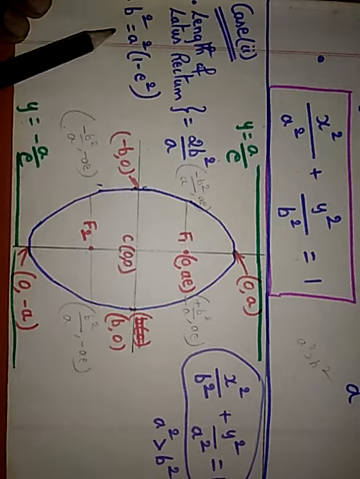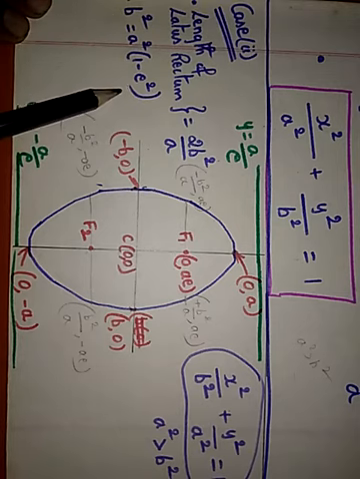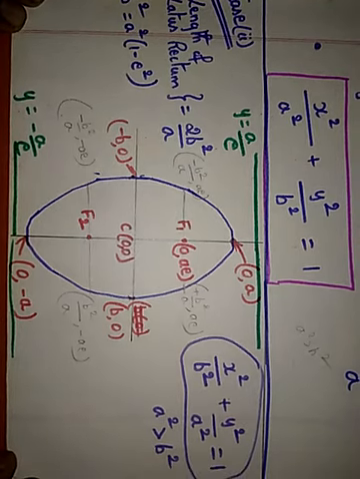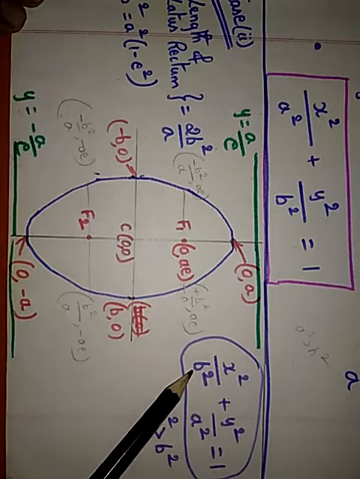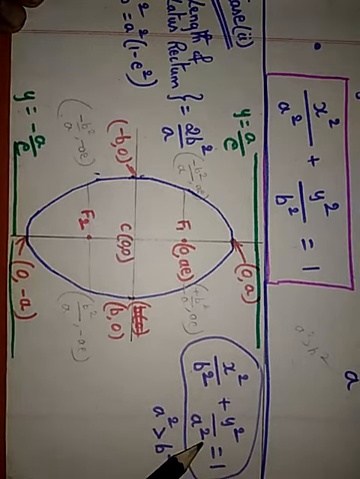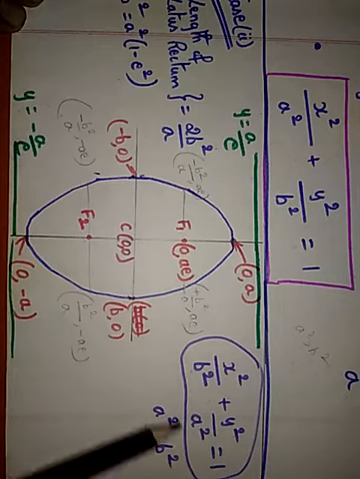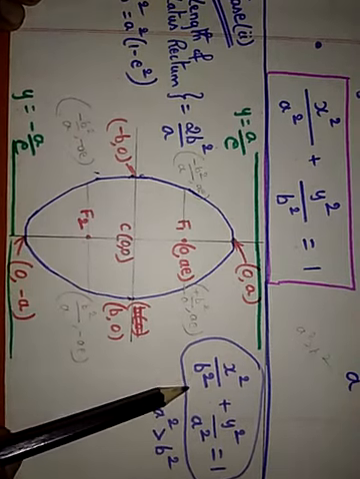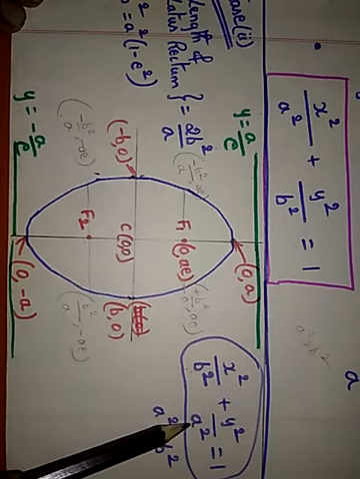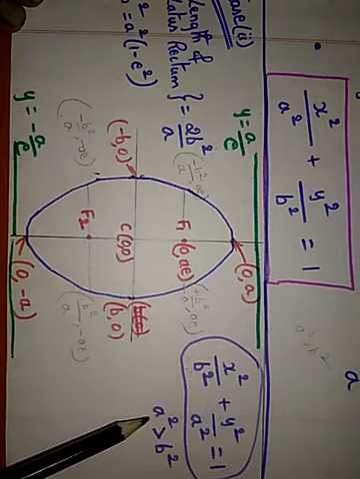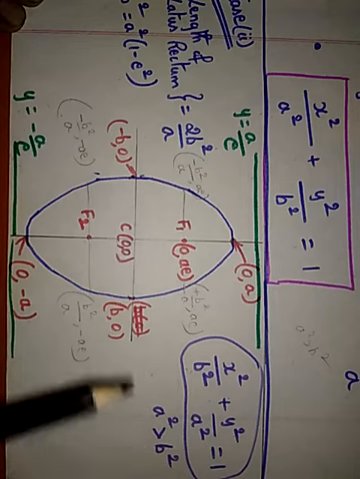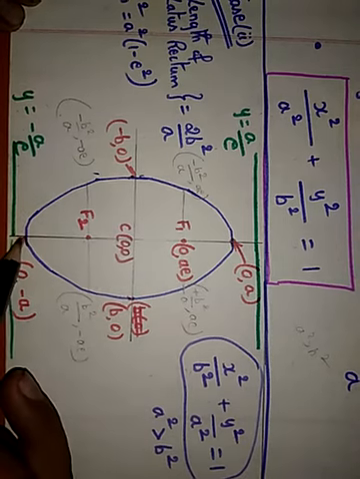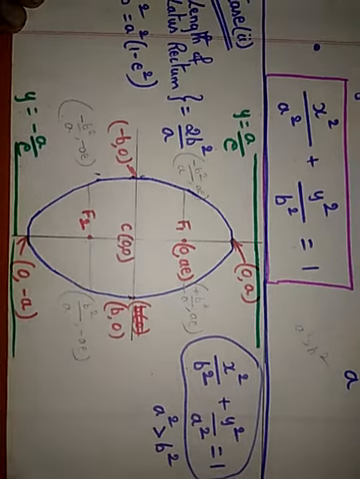And b square is equal to a square into 1 minus e square. So the general equation will be x square by b square plus y square by a square is equal to 1. Now see the difference. Here it is a square, here b square, but here it is b square and this side a square. So here again a square is greater than b square because the major axis is in the y-axis.